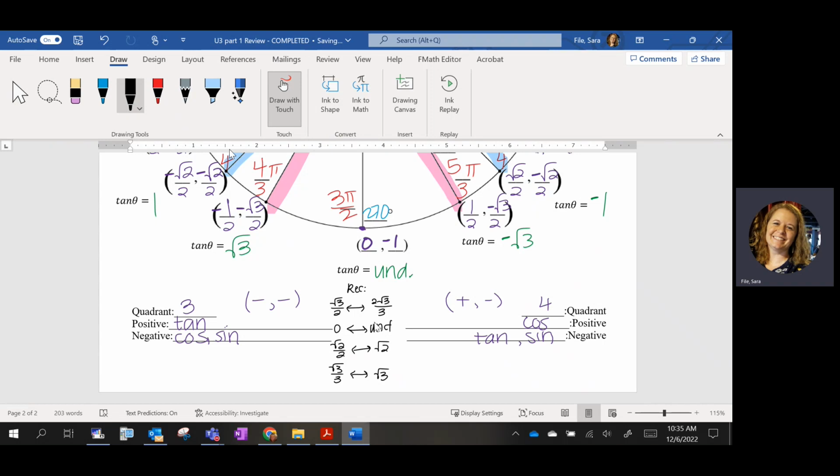Now, there are more, but I think they're more straightforward. What's the reciprocal of 1? If I have 1 as a fraction, it's 1 over 1, right? If I flip it, what is it? Still 1. So the reciprocal of 1 is 1, if you want to add that.